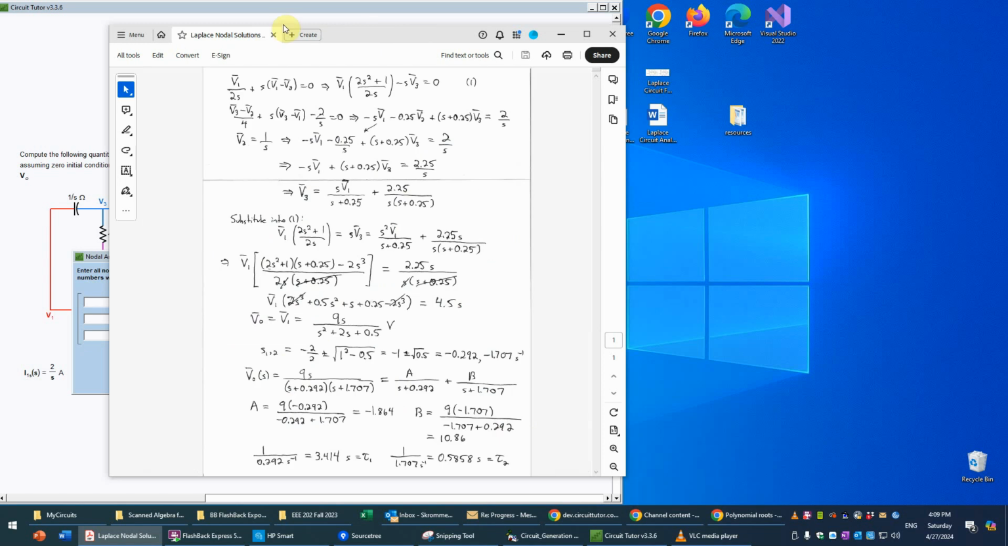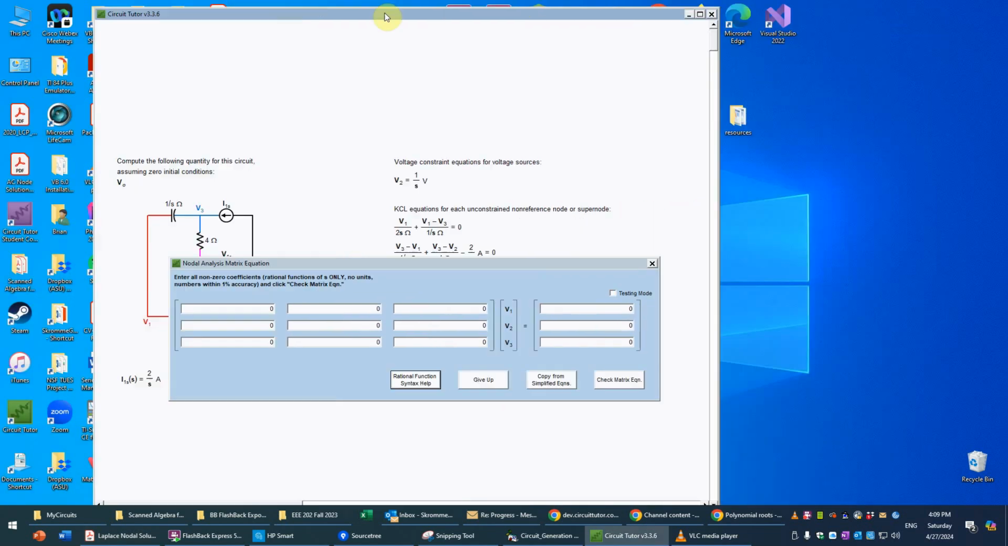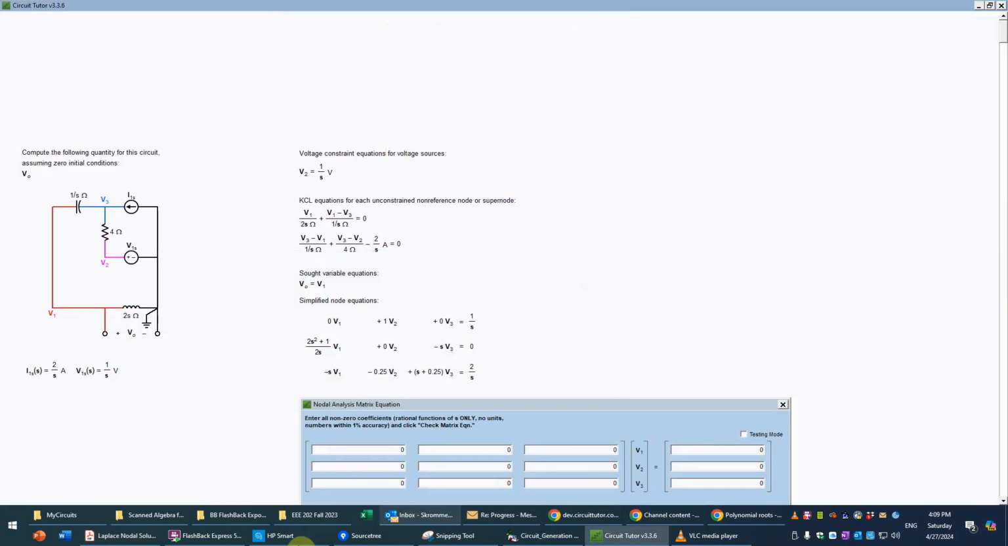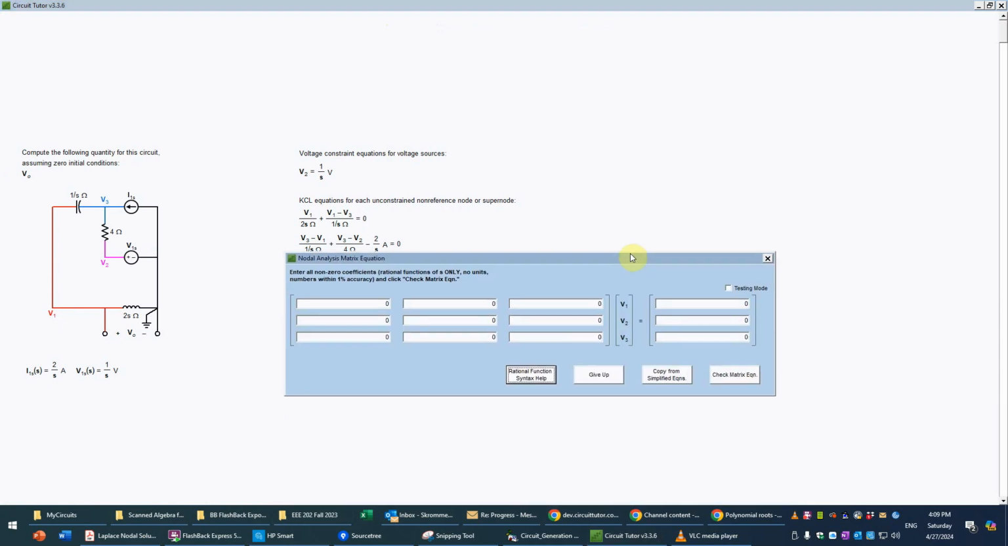Okay, so I'll close that. Okay, so what I'm going to do is just copy that automatically by clicking that button. I could multiply everything, or multiply each row by a constant if I wanted to, but I'm not going to bother here. And then we'll just check that.